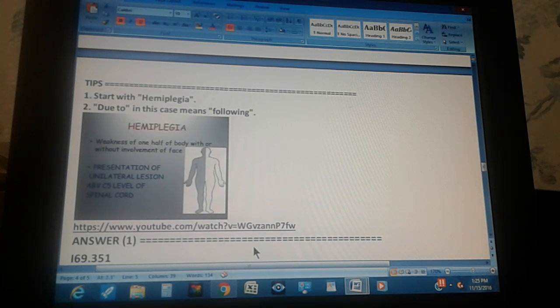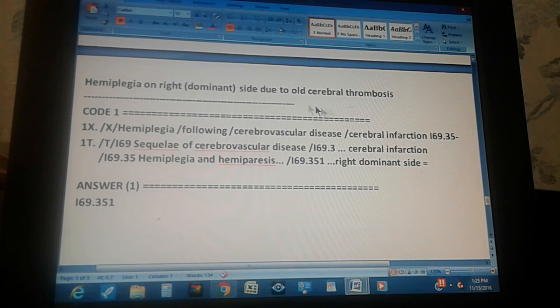1, 2, 3. Okay, this is the summary of the whole problem. The problem is a hemiplegia on the right dominant side due to an old cerebral thrombosis. The dominant, as we explained before, is because this person is right-handed. If this person were left-handed, that wouldn't be the dominant side. But the right dominant side means that it's the right side and the person is right-handed. And the reason of the hemiplegia is that it is due to an old cerebral thrombosis, or as we explained in the tips, it follows a cerebral thrombosis.